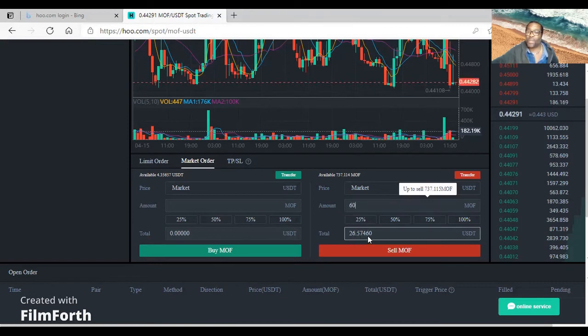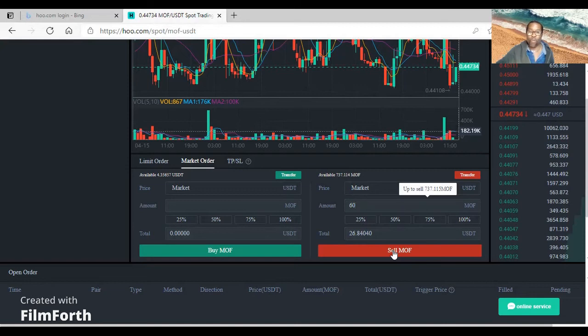26.57 USDT by approximation. So once I hit on this sell MOF, what it means now is that I will sell this 60 MOF and get 26.57 USDT. It will just go straight away, fill it up straight away, because this is the market price.